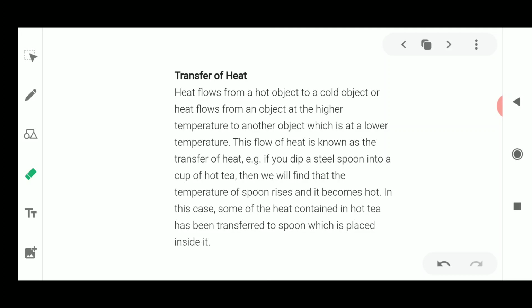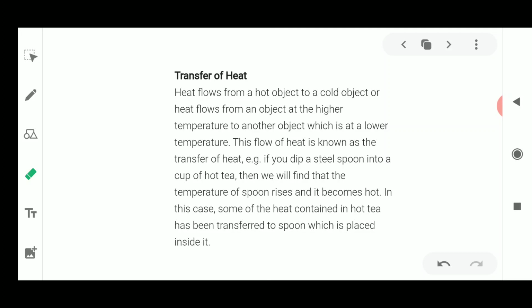Before starting today's video, I would like to recall what I taught in the previous video. Till now we have discussed the concept of heat and cold, as well as how to measure heat and cold with the help of the degree called temperature, and that temperature is measured with the help of a thermometer. We have also seen the types of thermometer, that is the clinical thermometer and the laboratory thermometer. Besides these two, we have discussed one more thermometer, that is the digital thermometer.